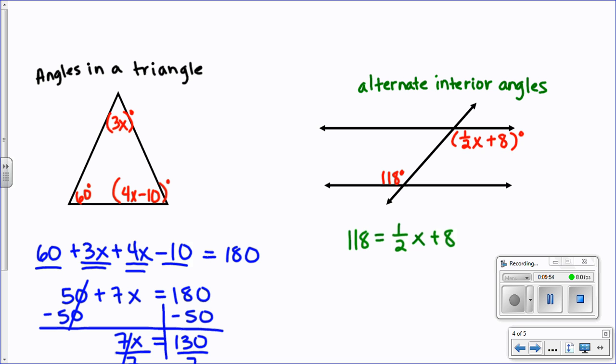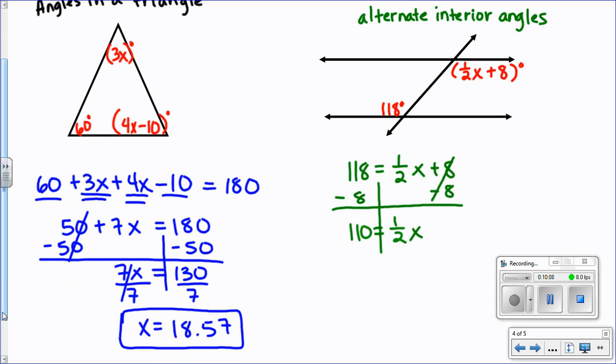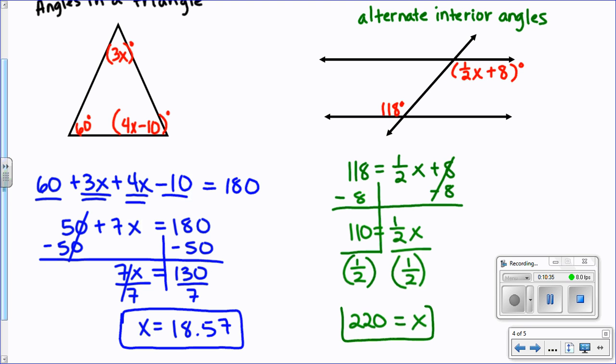I don't have any like terms to combine, so I need to solve. I will subtract 8 from both sides. That is 110 equals 1/2 x. And then I need to divide by 1/2. Sometimes with your calculator, you might have to put parentheses around this 1/2 when you divide. Or if it's easier, you can type in 1/2 as 0.5. Okay, so 110 divided by 1/2 is 220. And that is our answer.